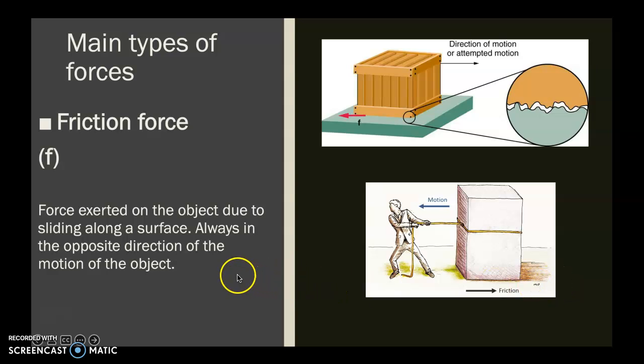Friction is only present when an object is sliding across a surface. If it's moving across air, it is not considered friction. So an object must be sitting on another surface and moving in order for friction to be present.